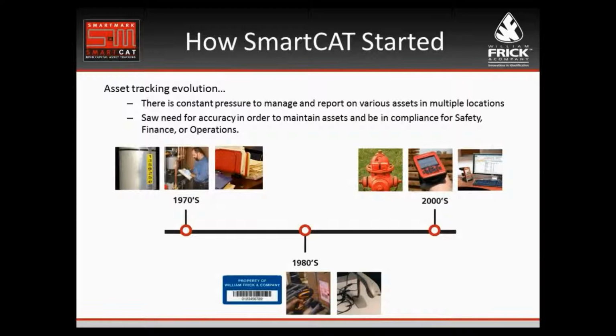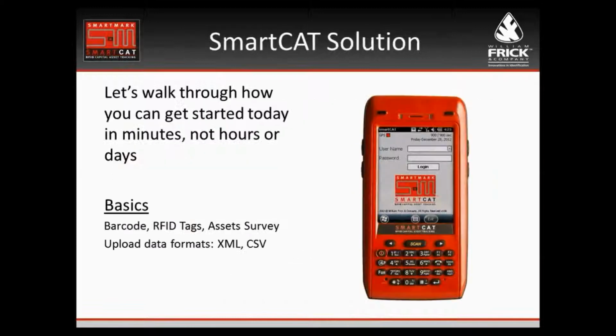Within the 1980s, barcodes came about. So you see property of William Frick & Company, that's a linear barcode, and then the person would have to then scan it with the barcode scanner. They would have to go closer to it or further away from it until they hear that beep. And then in the 2000s, they started with RFID. So RFID doesn't have to have the line of sight that the barcodes do. You can count something within an instant with either a handheld, which is the middle picture, the SmartCAT handheld, or you can have RFID antennas and count it instantly. So it stands for radio frequency identification.